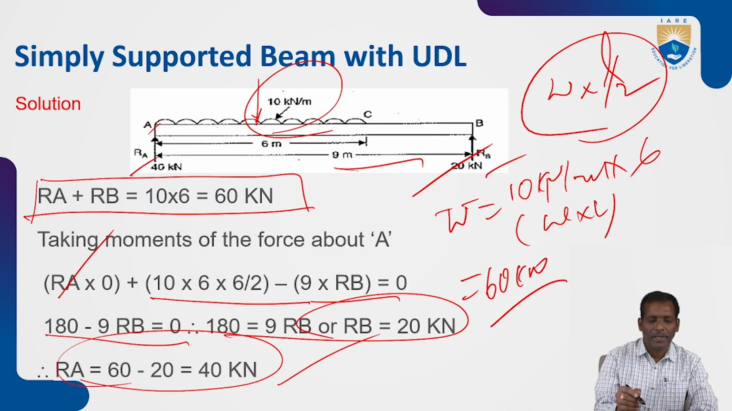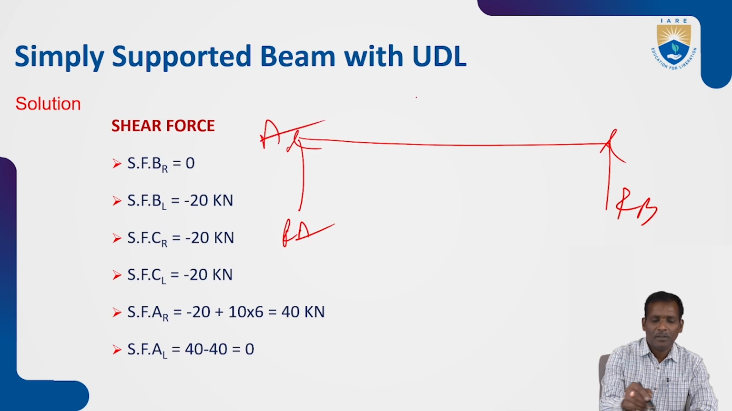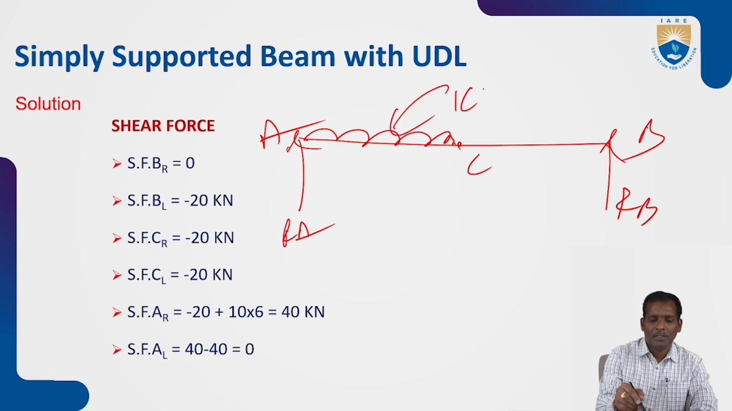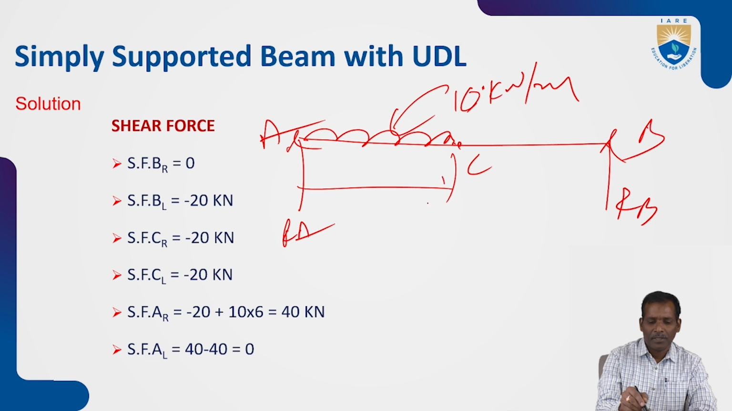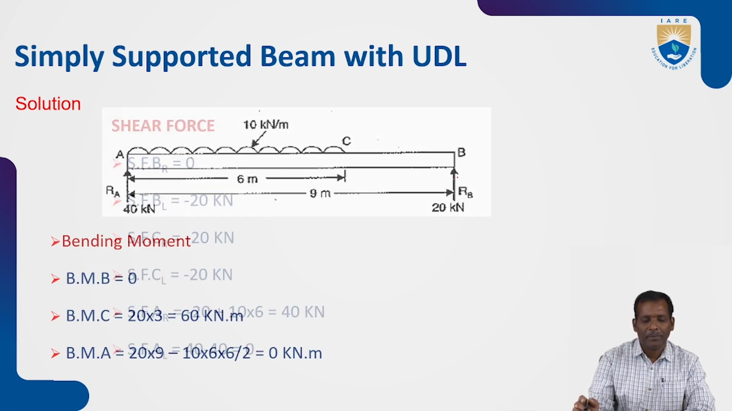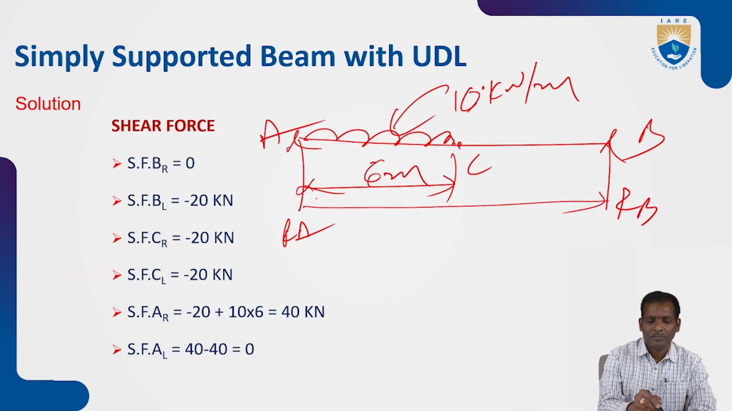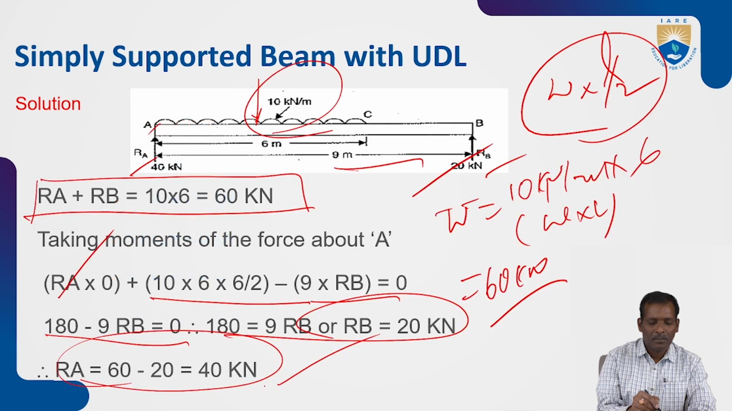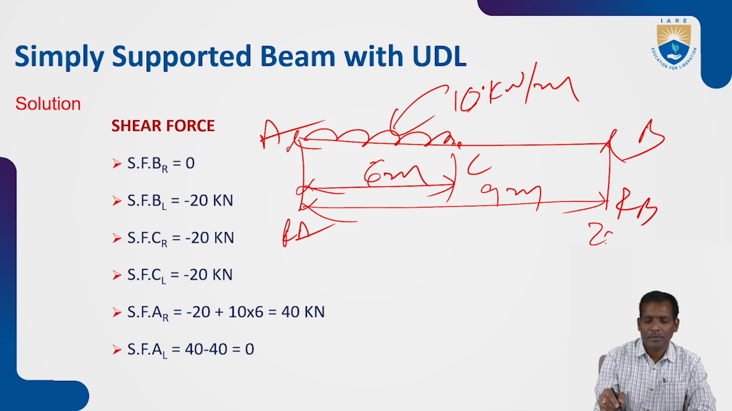The UDL is given from A, B, C up to C, 10 kilonewton per meter, 6 meters, and 9 meters total. RA is 40, RB is 20. 20 kilonewtons and RA is 40.